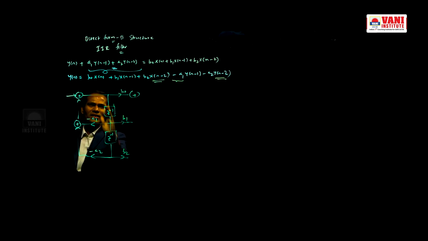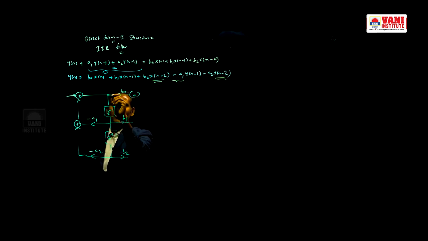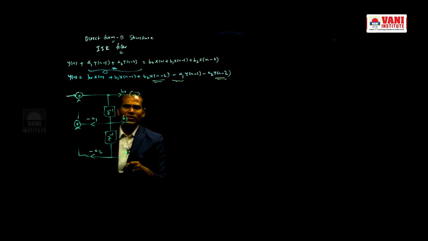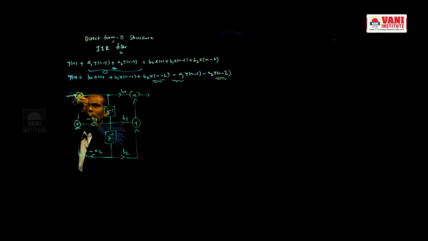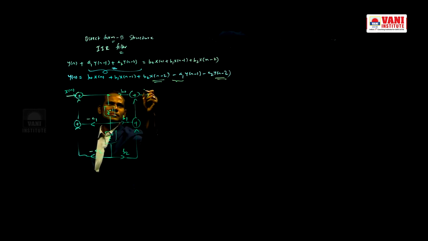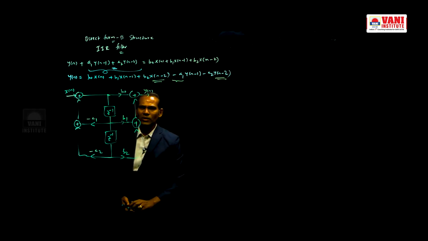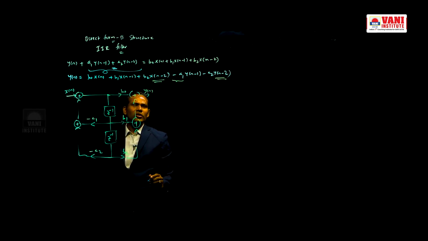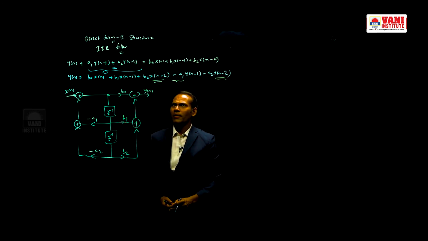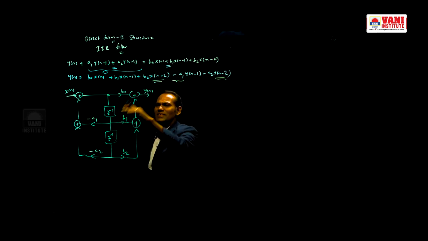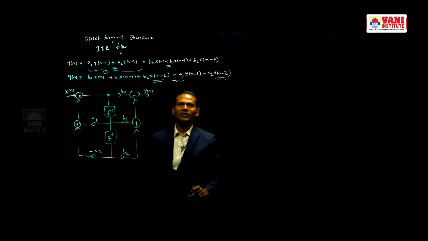Whenever you are drawing this part, think like this is y, y of n minus 1, y of n minus 2. If you are drawing this one, think like this point is x. Like that you have to draw. That is one simple technique. So whenever the input output relation is like this, this is the direct form 2 structure.